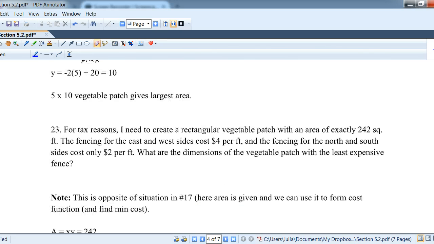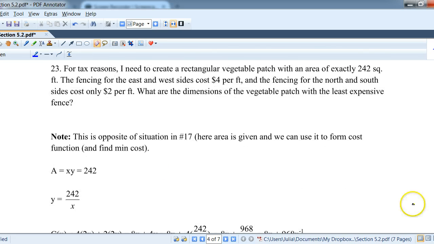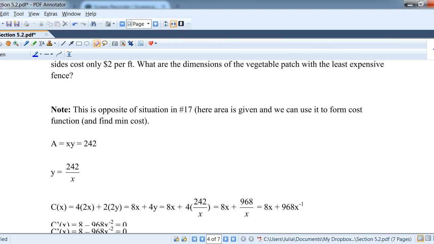So if you notice, we're trying to minimize the cost. This time we have the area, which is 242. We can use it to solve for y. How can we do that? We can divide by x, so I get 242 over x. And with the equation from the previous problem, 8x plus 4y, we get 8x plus 4 times 242 over x. If you simplify it, we get 8x plus 968 over x, or you can rewrite it with a negative exponent. Note, it's a rather different problem if you switch them around.